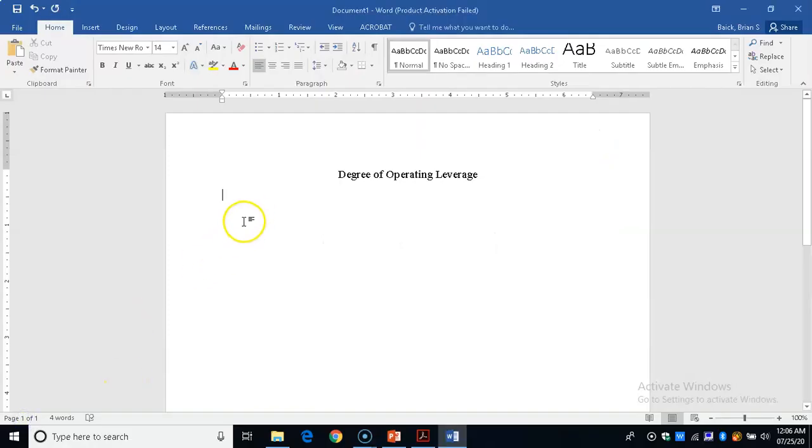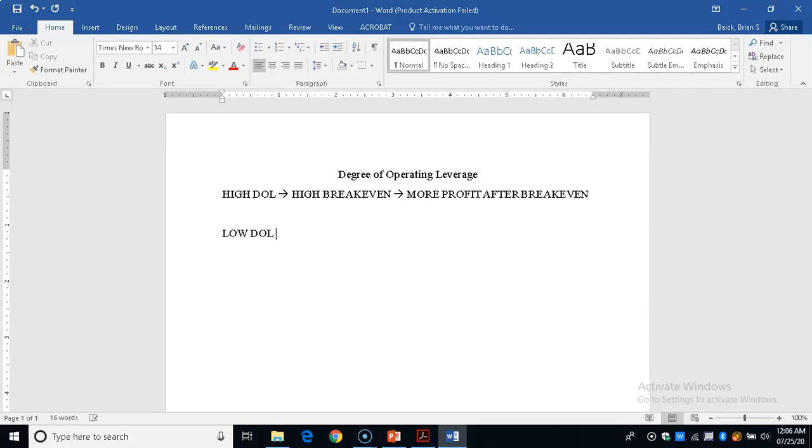Okay, so let's summarize this then. So high degree of operating leverage means high break-even, but it means more profit after break-even. Low degree of operating leverage means low break-even and low profit after break-even.